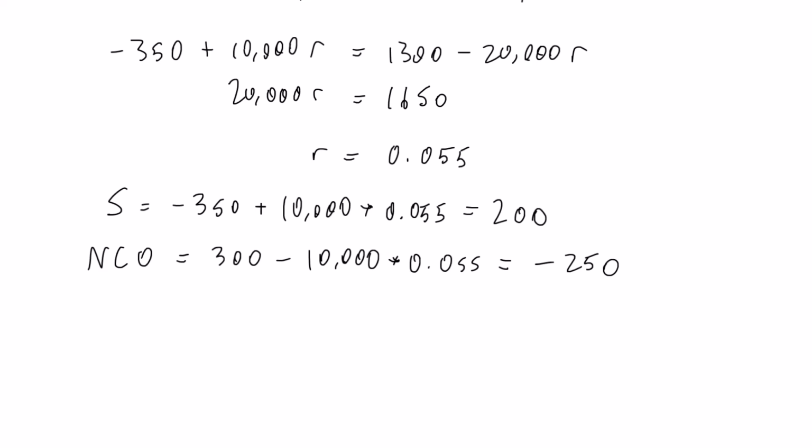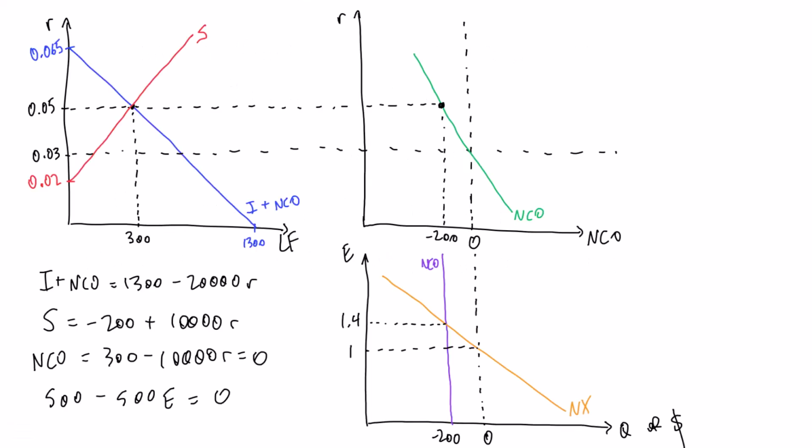With all that figured out, we're going to go back to the graphs and graph these in. First of all, our new interest rate is 0.055, which is about here. And that's going to correspond with a new national saving of 200. Now we need to graph in our shifted supply curve, which will now go through that interest rate. I'm going to draw in some arrows to show this shifted to the left. Now we're going to carry our new interest rate all the way over to our net capital outflow graph. And this is going to be the new equilibrium amount of net capital outflow, which we just calculated was negative 250.